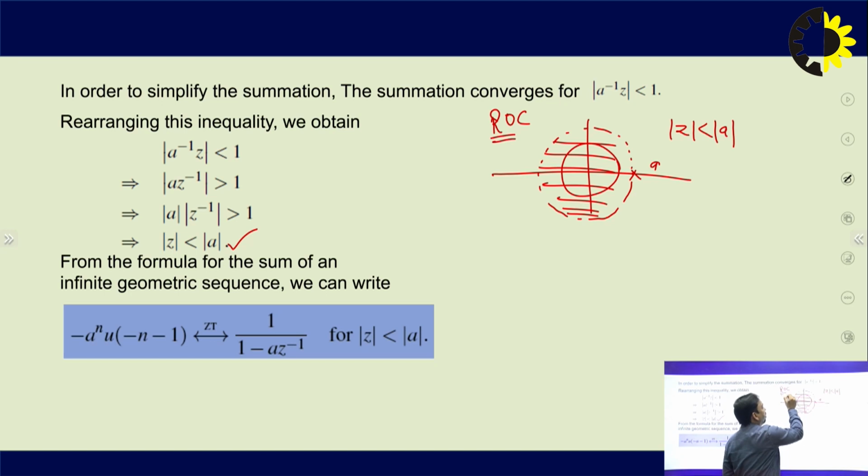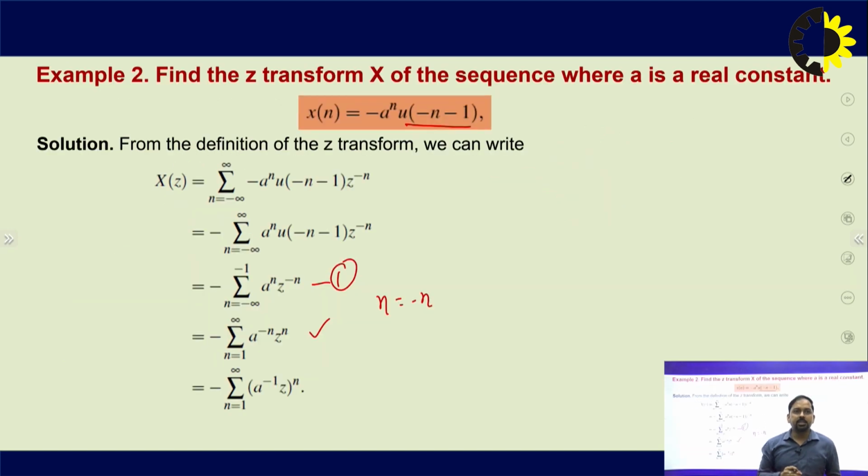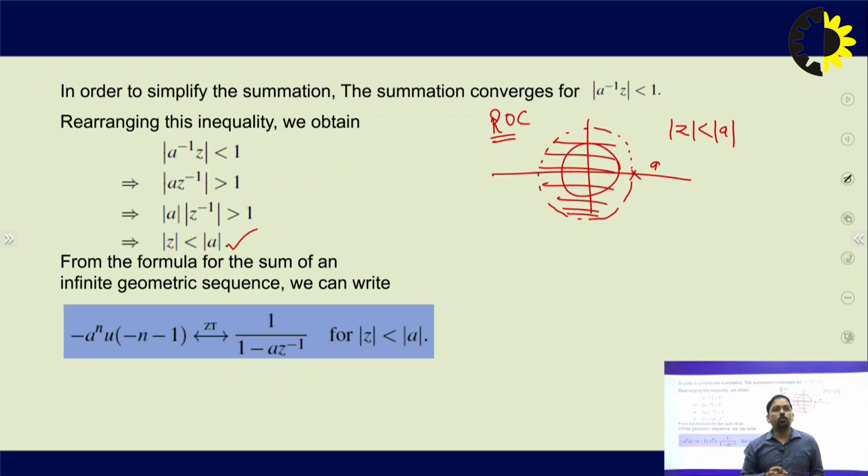So we basically made an important point over here, that if the signal is right sided, then the ROC will be outside the outermost pole, or if the signal is left sided, then we can say that the ROC will be inside the innermost circle. Later on we'll see what the properties of ROC are, but at this particular moment we'll be able to calculate the Z transform for both types of signals along with their region of convergence. So both these questions are quite important while we are solving the inverse Z transform also.